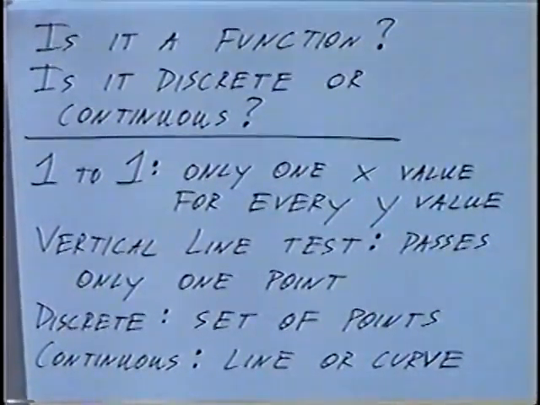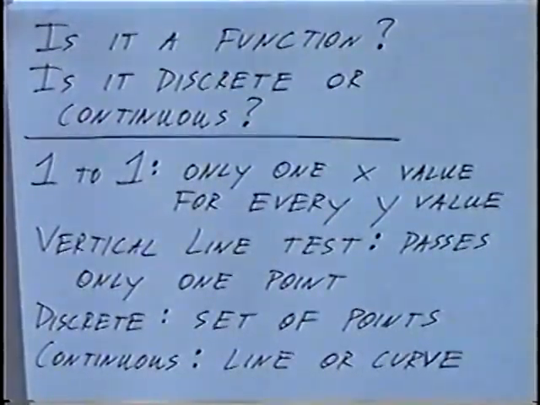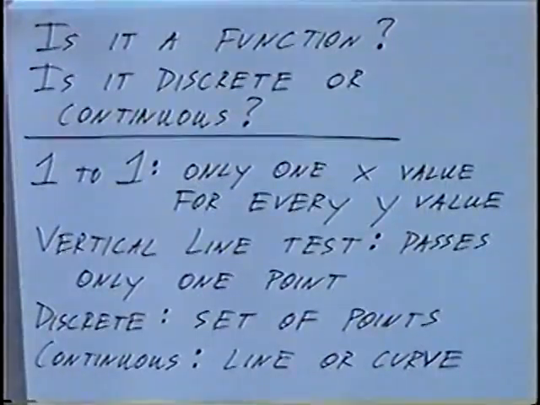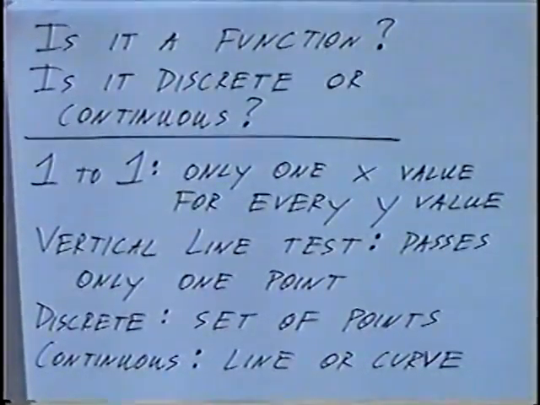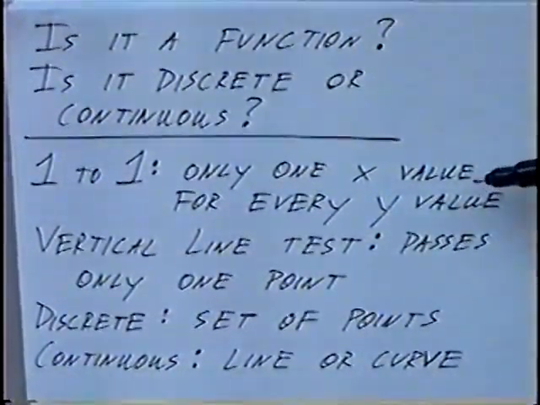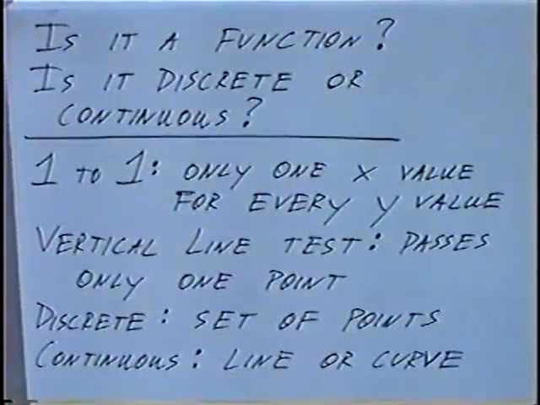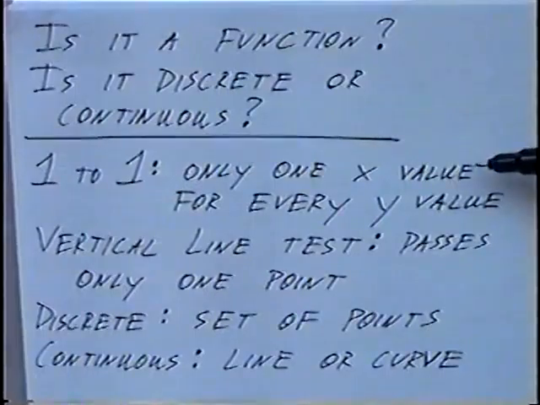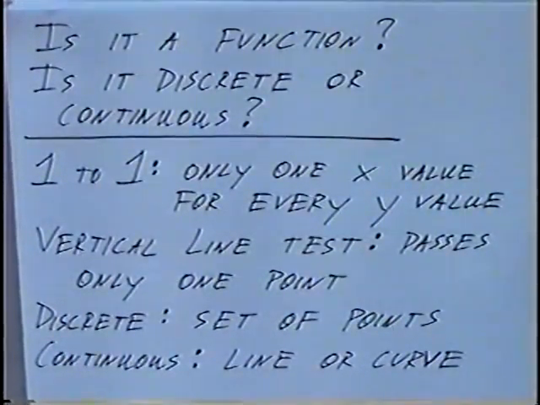Title of this section, is it a function, and is it discrete or continuous? The first definition is 1-to-1. 1-to-1 states only one x value for every y value. What that means is every x value can only have a single y value. If you have the same x value listed twice, but the same x value has different y values, then it is not 1-to-1.